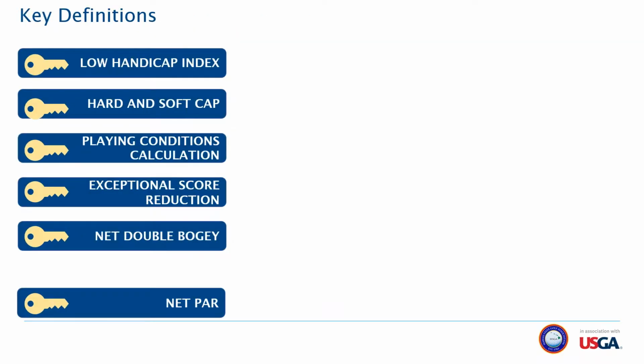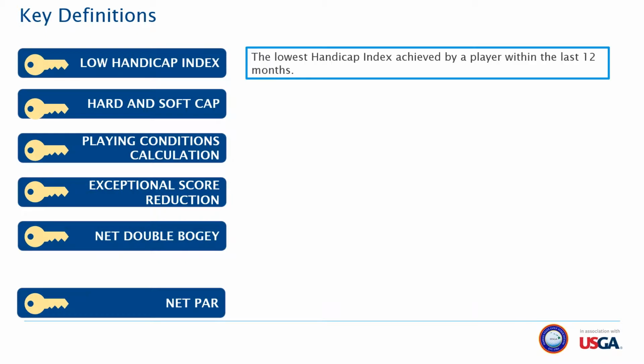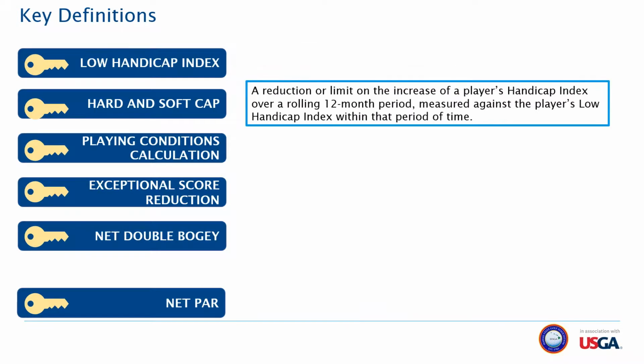Okay, so let's go through some key definitions. We'll start with low handicap index, which is the lowest handicap index achieved by a player within the last 12 months. The hard and soft cap, which is a reduction or limit on the increase of a player's handicap index over a rolling 12-month period. And this is measured against the player's low handicap index within that period of time. So the soft cap is a reduction in the rate of upward movement of a handicap index, and the hard cap is a maximum limit on the upward movement of a handicap index. And we'll cover more on this later in the presentation.